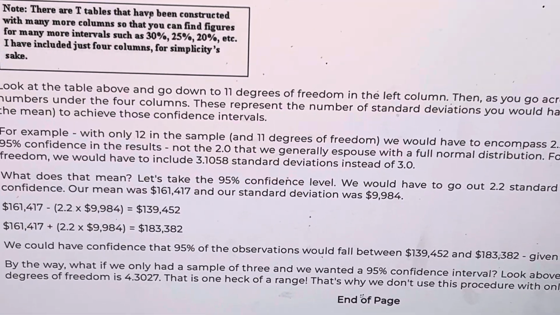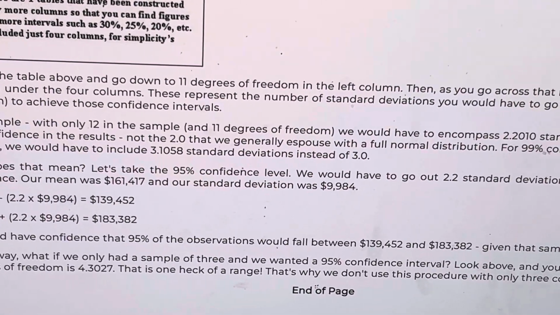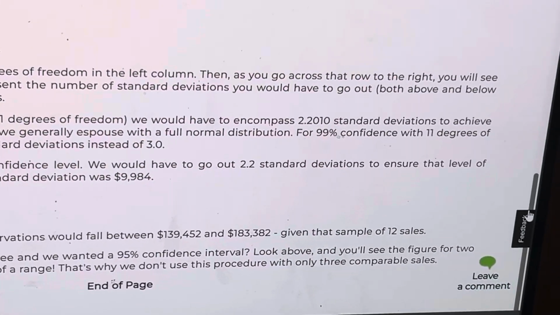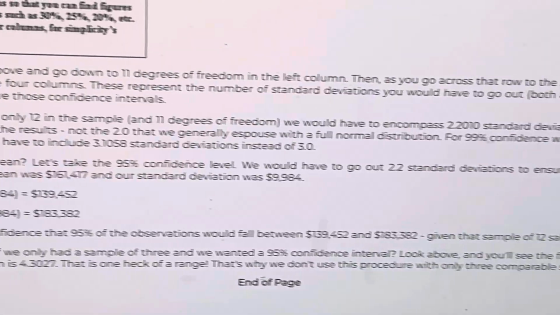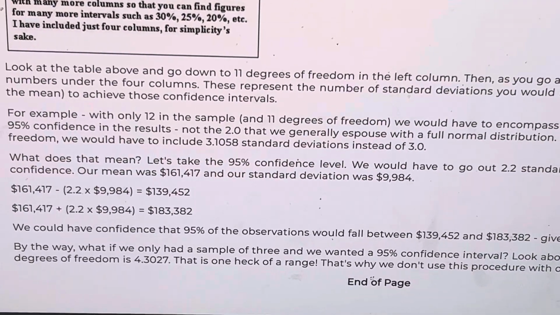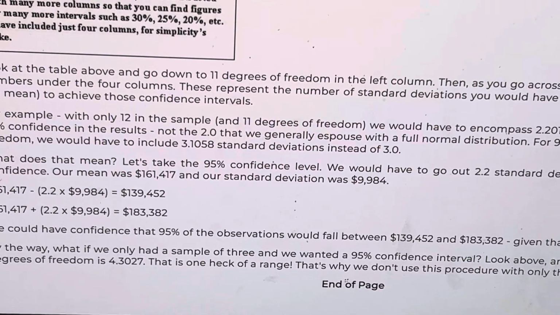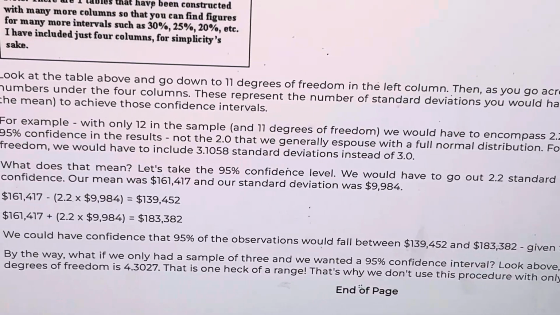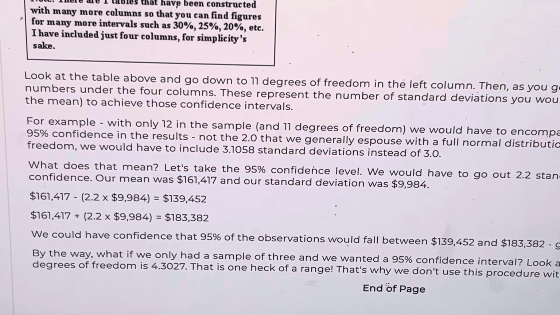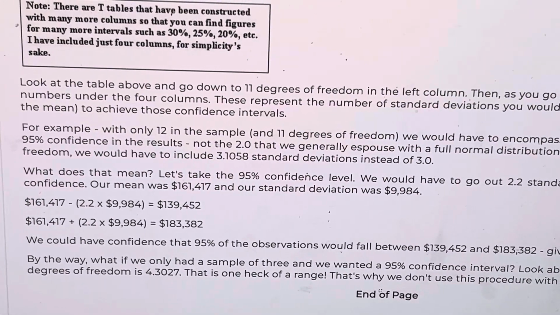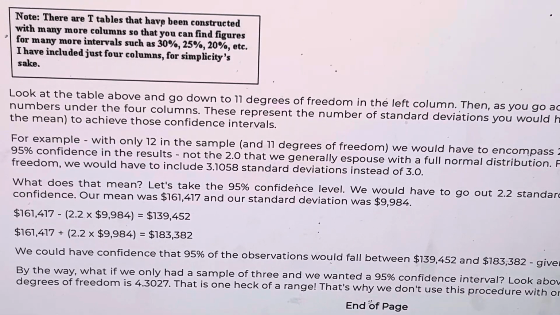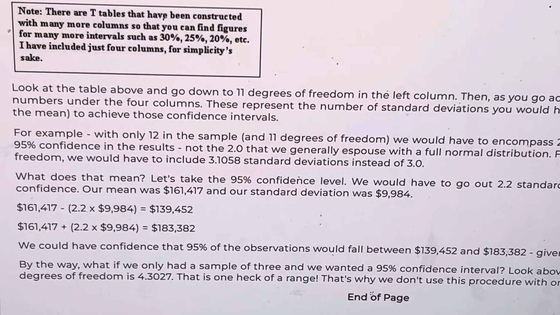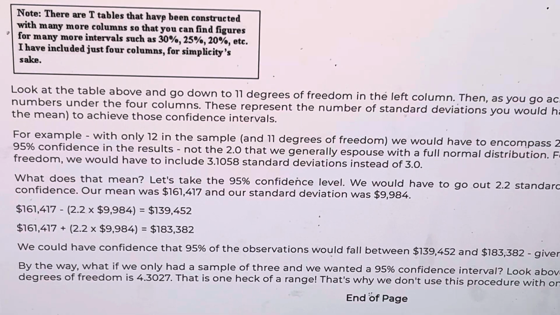What does that mean? Let's take the 95% confidence level. We would have to go out 2.2 standard deviations to ensure that level of confidence. Our mean was $161,417. And our standard deviation was $9,984. $161,417 minus 2.2 multiplied by $9,984 equals $139,452.